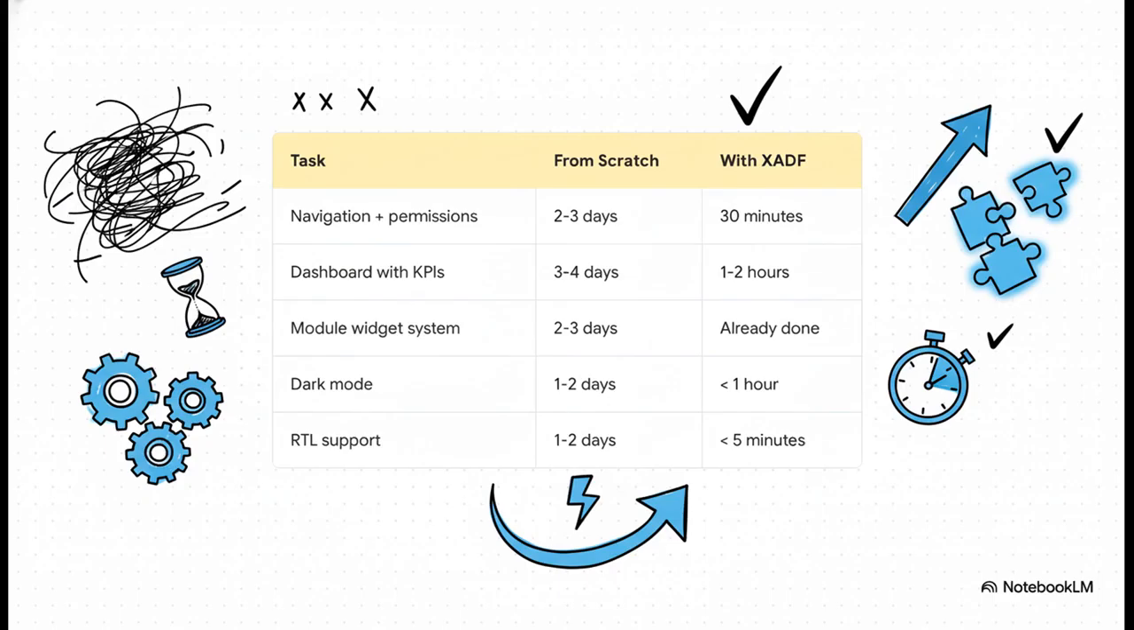You see that navigation plus permissions line? From scratch, that's 2 to 3 days of work. A dashboard with KPIs, you're looking at 3 to 4 days. Now, look at the column on the right. With this new framework, we are talking about turning days of work into mere minutes or hours. The difference is just staggering.